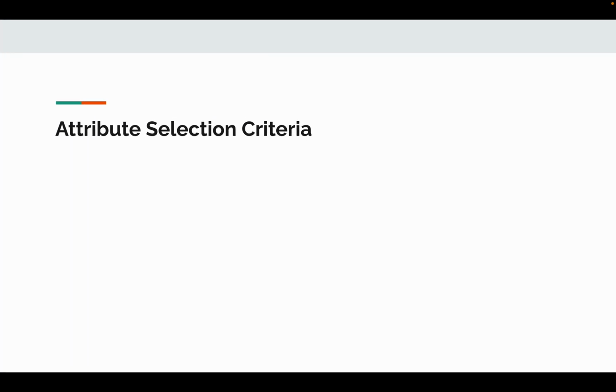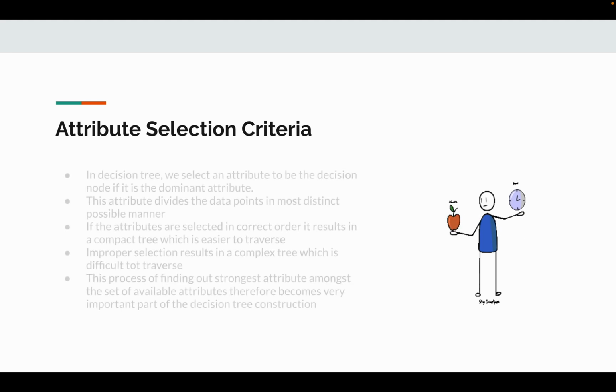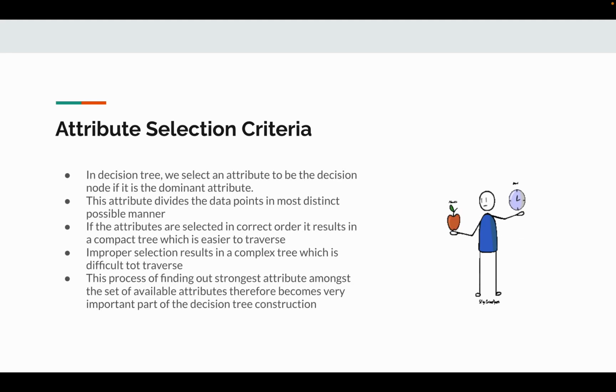Now, we have mentioned that we select the best attribute to construct a decision tree. So, how do we determine which attribute is the best attribute? Generally, the attribute which divides the data in the purest form possible, in the most distinct way, is called the best attribute or the dominant attribute.